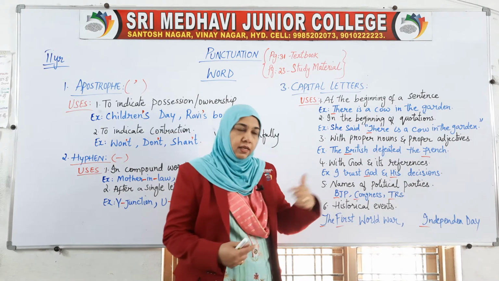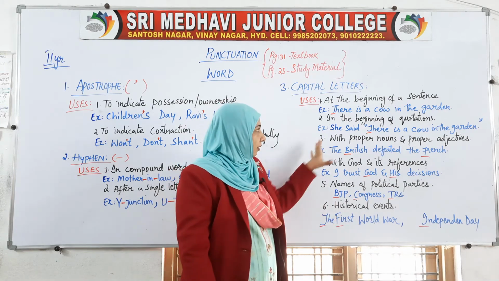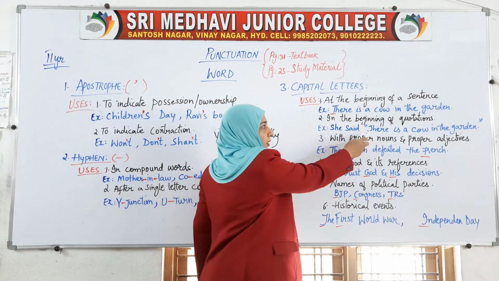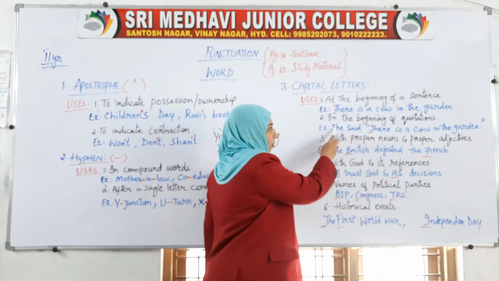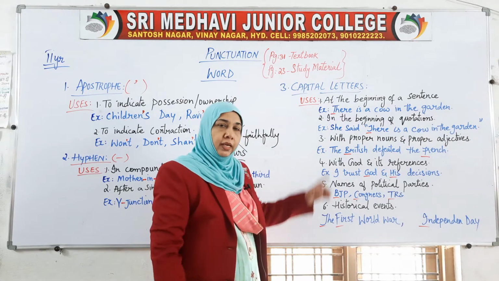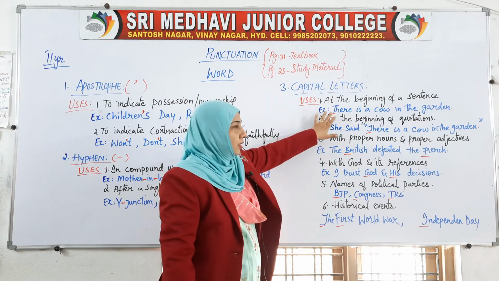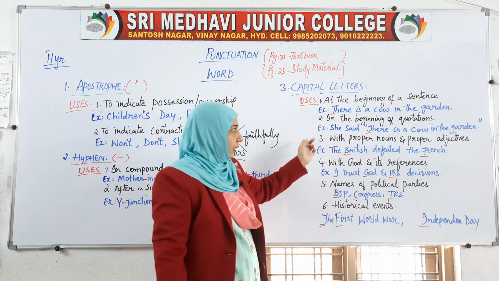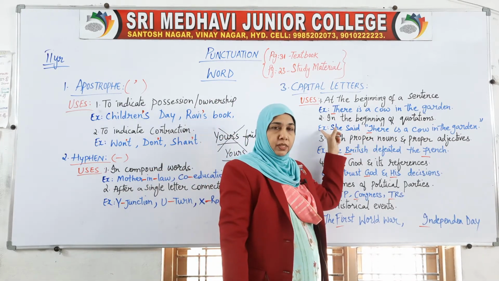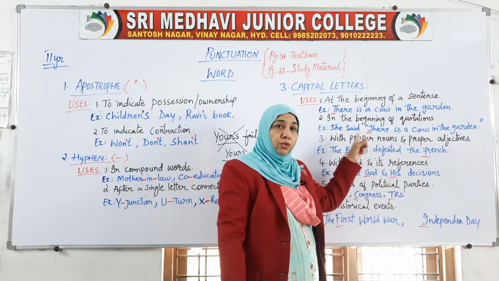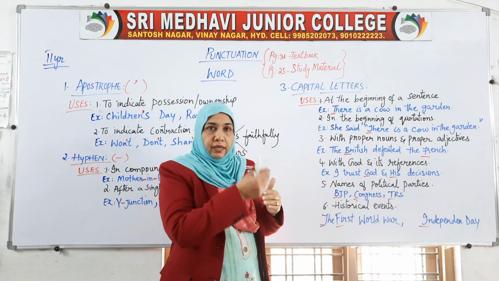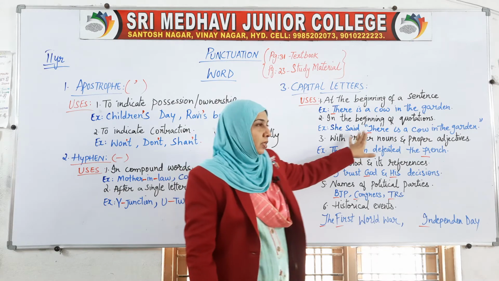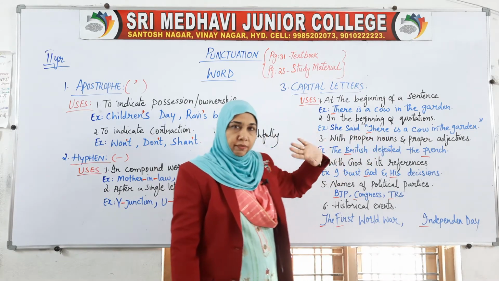She said, "There is a cow in the garden." Here the sentence is not starting from here, but still we are using a capital T. Here it starts with "there", so we have used T as a capital. It is not the start of the sentence, but still we use a capital letter to show you that when inverted commas or any quotation starts, we have to use a capital letter, whatever it may be.